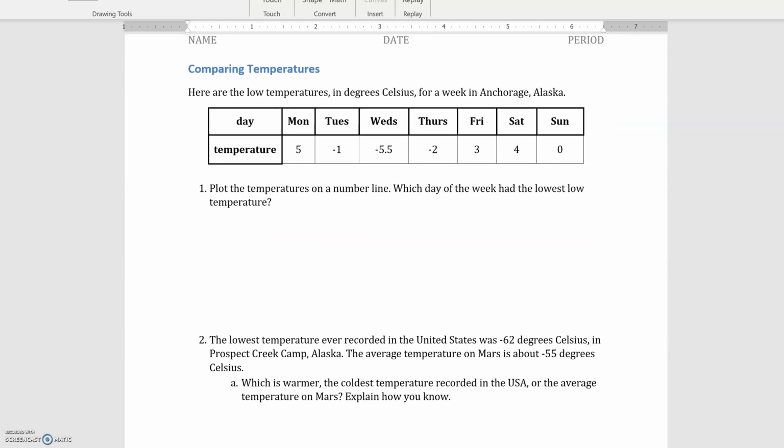Here's the example. Here are some low temperatures in degrees Celsius for a week in Anchorage, Alaska. And we can see here that they give us a temperature for various days, for Monday, Tuesday, Wednesday, and so on, and give us numbers. Now, what we saw on the front page is that if we draw a number line, we can use that as a tool to help us compare different temperatures.